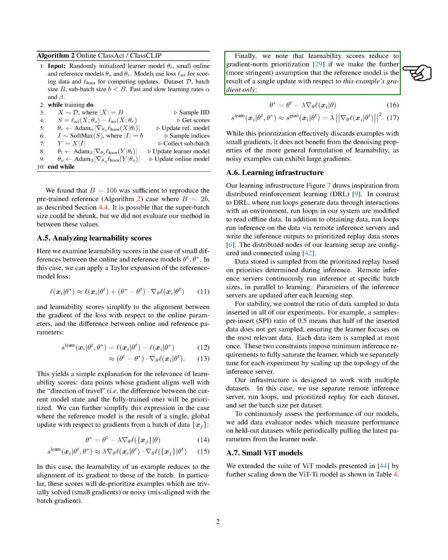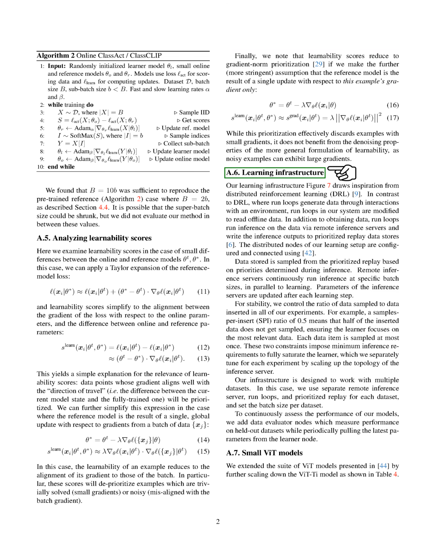However, if we assume that the reference model is updated based on this example's gradient only, the learnability scores reduce to gradient norm prioritization. This method discards examples with small gradients but doesn't benefit from the denoising properties of the more general formulation of learnability, as noisy examples can exhibit large gradients.